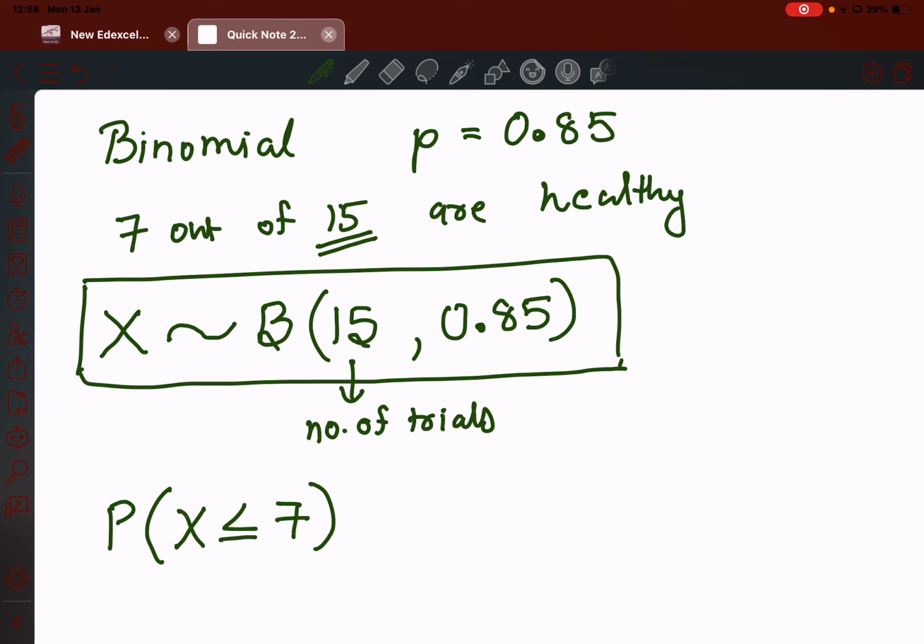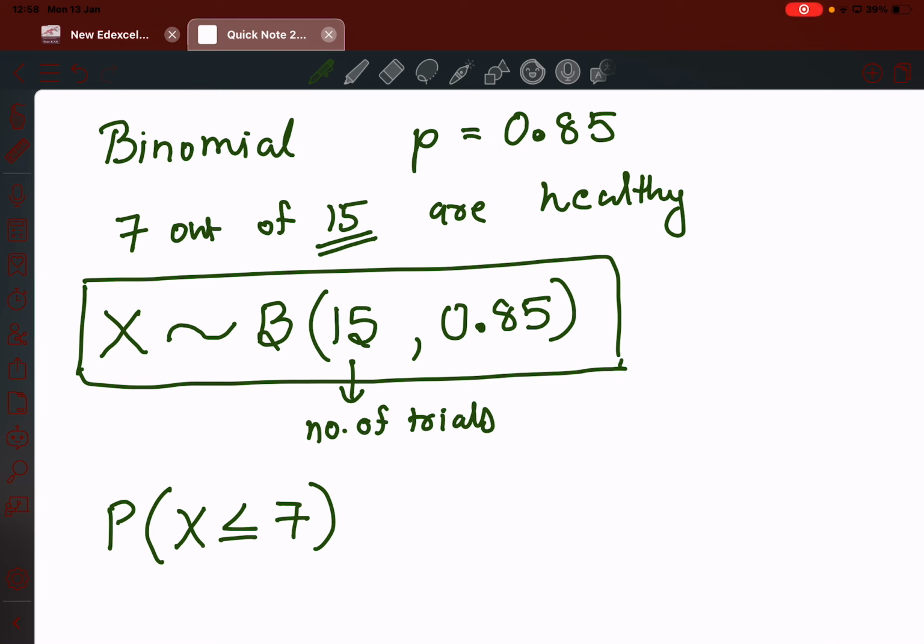Why am I taking 7 or less? Because it should be a bit suspicious if you get 7 or less as healthy. If you get more than 7 as healthy, then that's okay. He might be telling the truth, right? But if you're getting 7 or less to be healthy, we want to know what is the chance that out of 15, 7 phones or less than 7 phones are healthy.